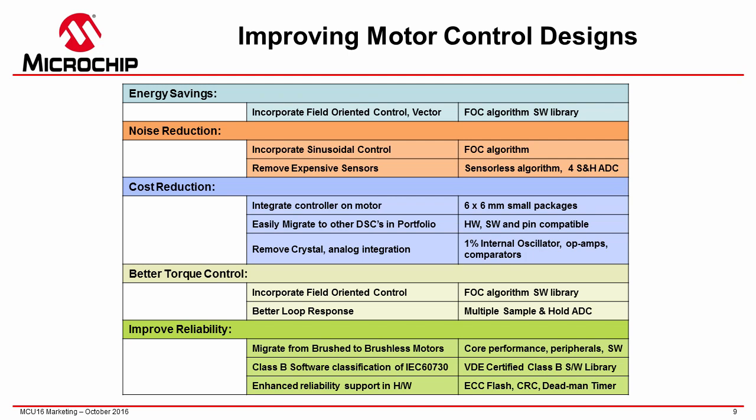Microchip can help with better torque control: incorporate field-oriented control, maximum torque per amp algorithms, and better loop response with our multiple sample and hold A to D converters. Microchip can help with improved reliability. Migrate from brushed to brushless motors, add Class B software classification libraries, and enhanced reliability support in hardware with ECC flash, CRC, and Deadman timer.